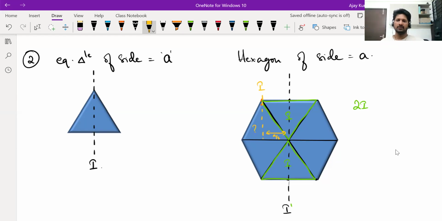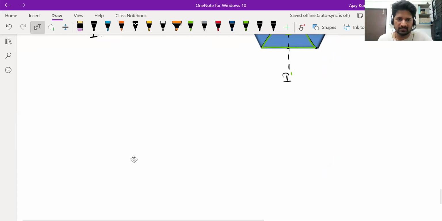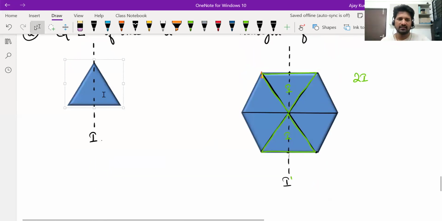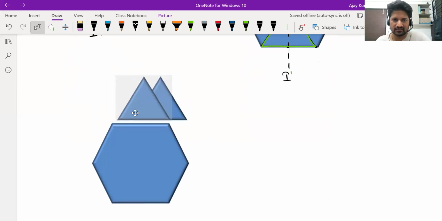Okay, any other ideas, anyone? Okay, fine. This requires a little bit of thinking outside the box. Let me explain how. Consider this hexagon. You know there are 6 triangles in this hexagon. And those triangles, their sides are A only. Each equilateral triangle is of side A. But if you add 2 more triangles, you get something interesting.